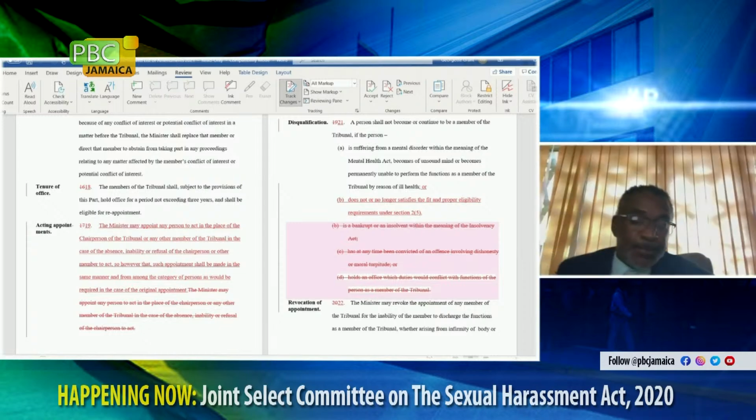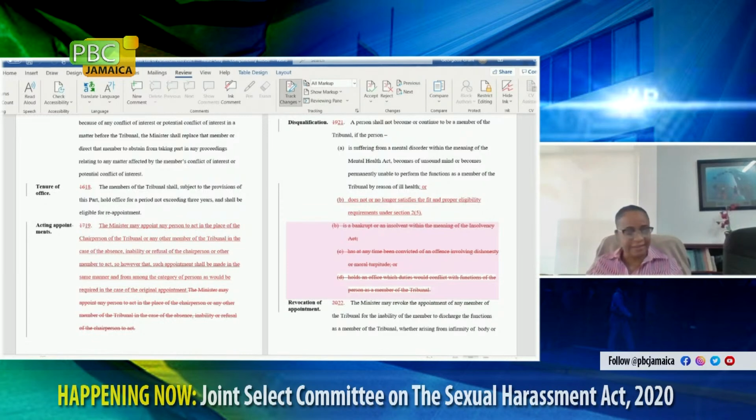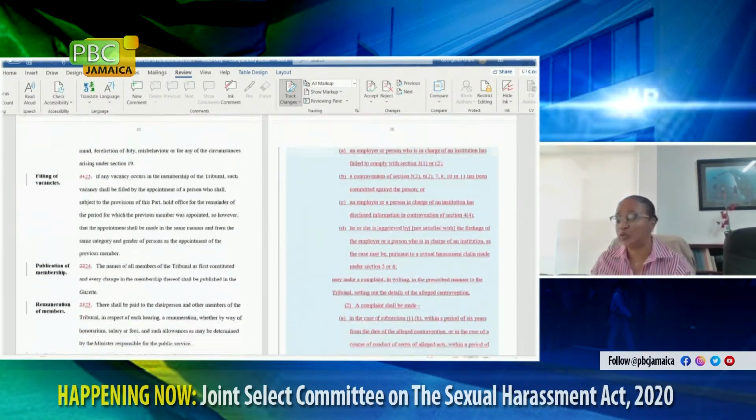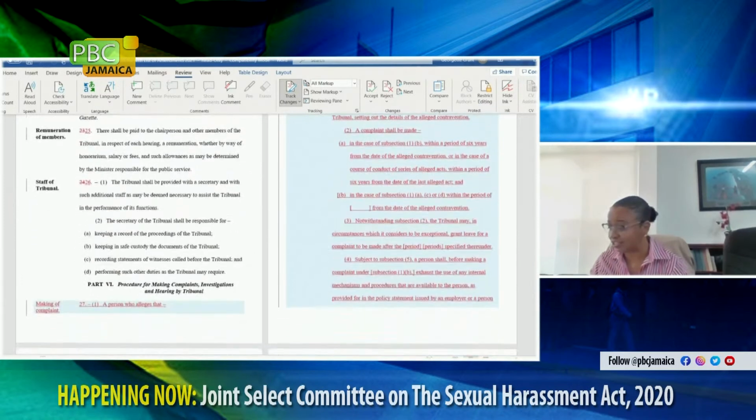So all right. If members are happy with that, we can now move on to clause 27 as renumbered, which is in part 6 of the bill, which deals with making of complaint. And you have asked us to redraft that entire section to take into consideration certain things that you would have wanted to see in the legislation. And I will now read it into the record, Chair.